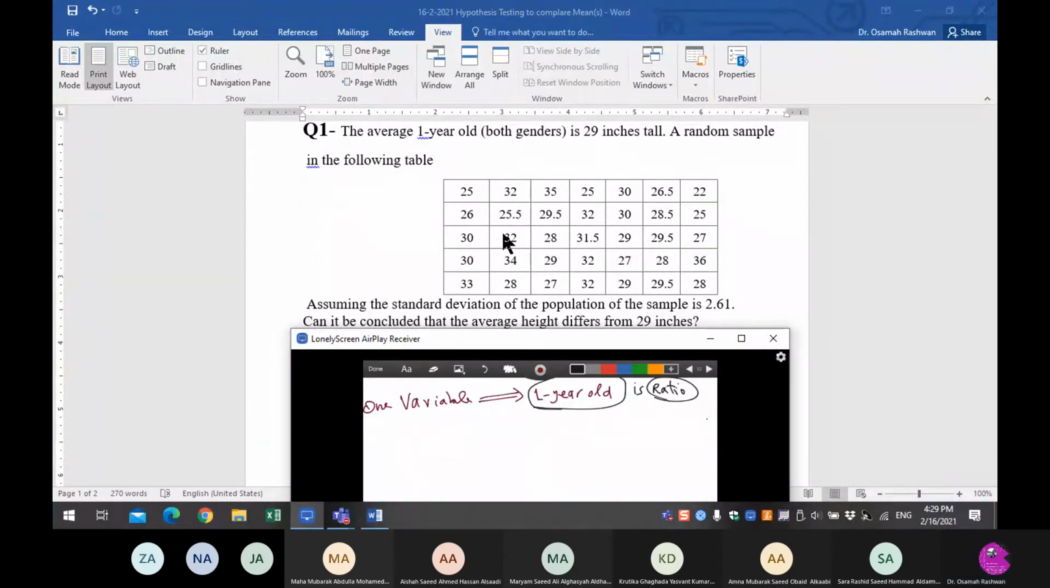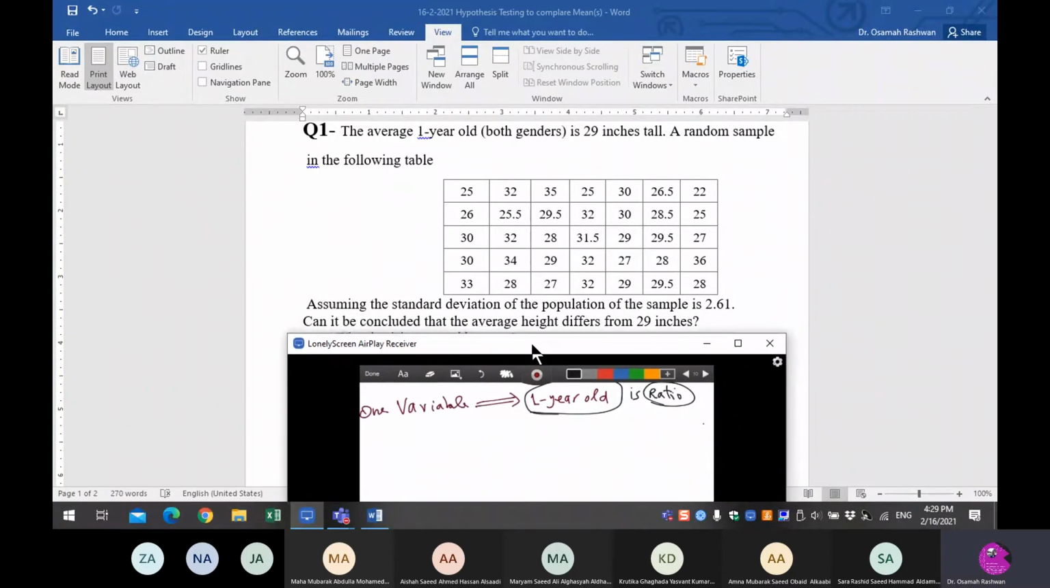Now, let's go for it: are you given the standard deviation or not? Is the population standard deviation given or not? Yes, it's given. How much is it? 2.61. I call it sigma, and it is given.